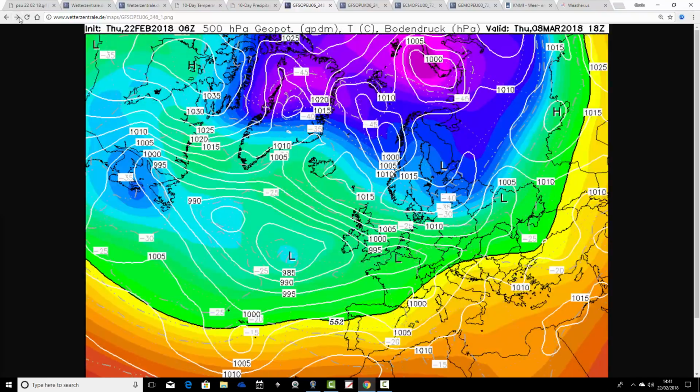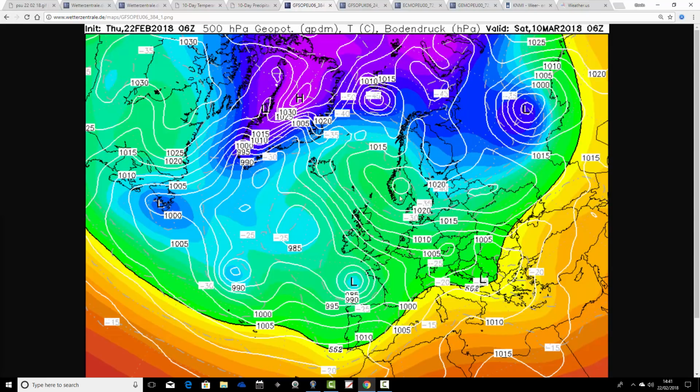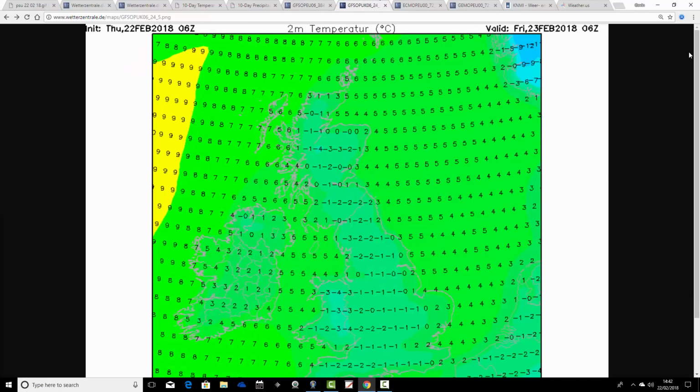And then we go into extended range, and look at this. We rebuild, or we tried to rebuild the high pressure over Scandinavia, keep the wind in from the east by the time you get through Saturday the 10th of March. That looks like a prolonged cold spell, I have to say, despite that milder incursion for the south. Generally, I think we're looking at quite a prolonged cold spell through the early part of March.